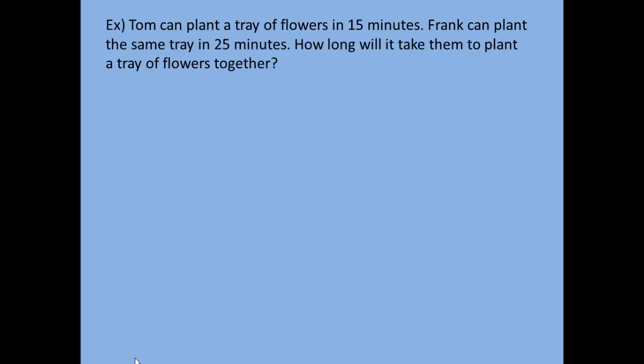So we have Tom can plant a tray of flowers in 15 minutes. Frank can plant that same tray of flowers in 25 minutes. How long will it take them to plant a tray of flowers together? The first thing when you're looking at a word problem, you should always think about how many things you're looking for. And in this case, we're only looking for one thing. We're looking for how long, right? We're looking for the time. So we should let x, our variable, equal the amount of time working together, because that's what we're trying to find.